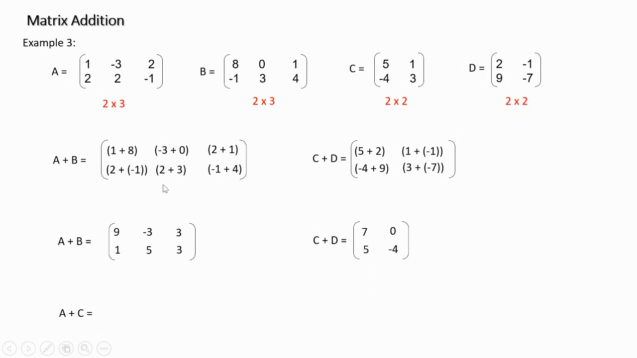How about A plus C? If we notice, the A matrix is a 2 by 3, and the C matrix is a 2 by 2. So that cannot be done. It's not possible because they have to be the same size. Okay, not the same size. That's the reason why.